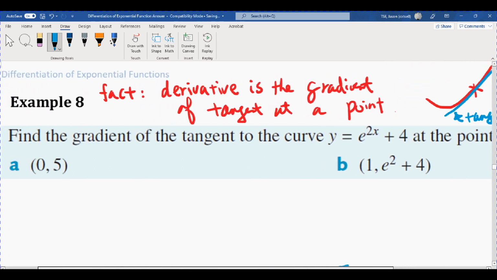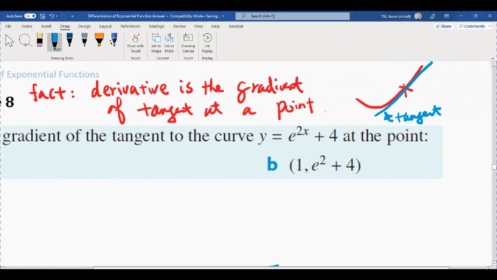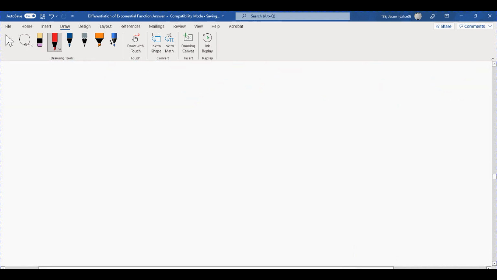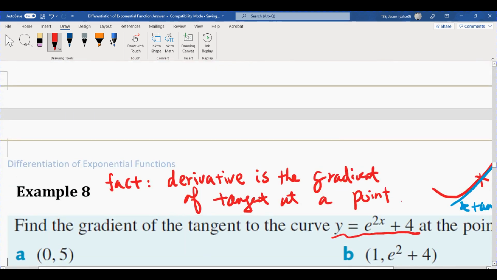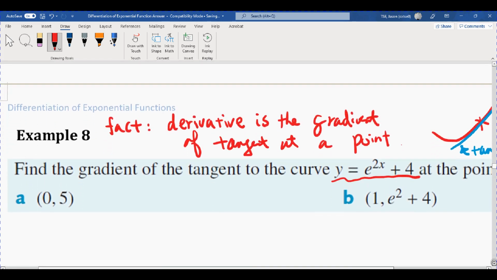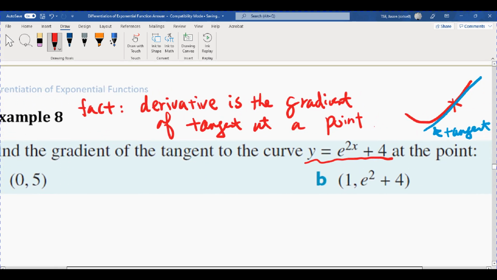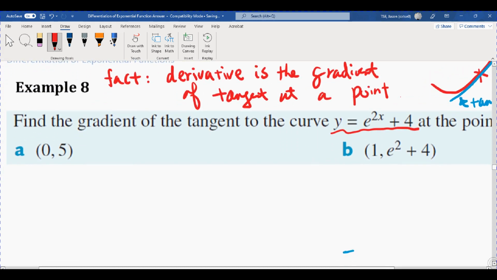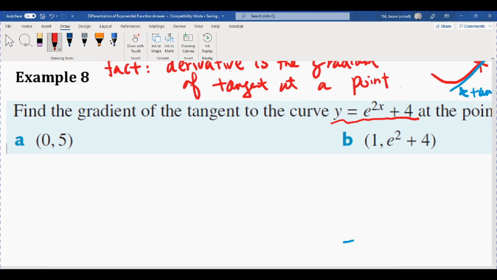Okay, so the curve right now is in the form of y equals e to the power 2x plus 4. Of course, that e to the power 2x is an exponential function. Okay, so what I'm going to do is find the gradient of tangent to the curve at the point. There are 2 points given. The first point is 0, 5. So I'm going to do the gradient. How can we do the gradient?